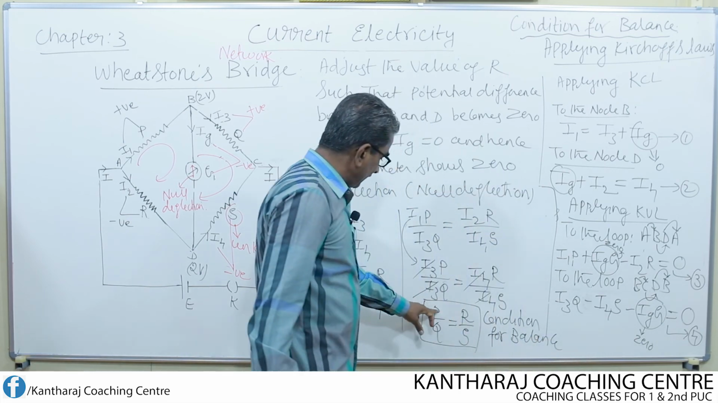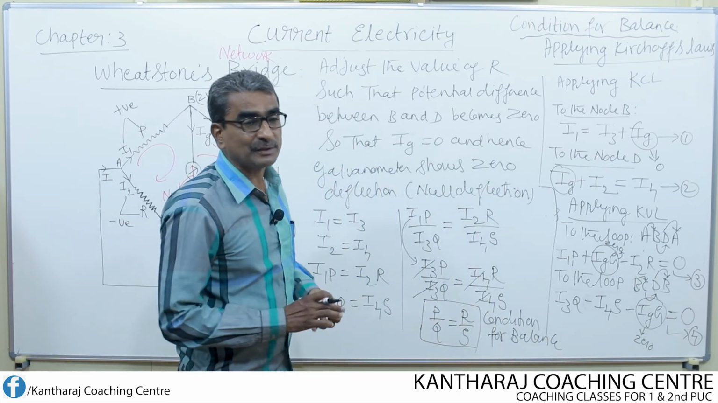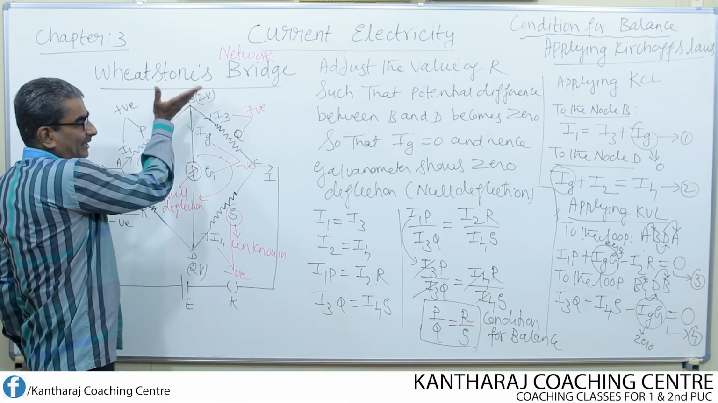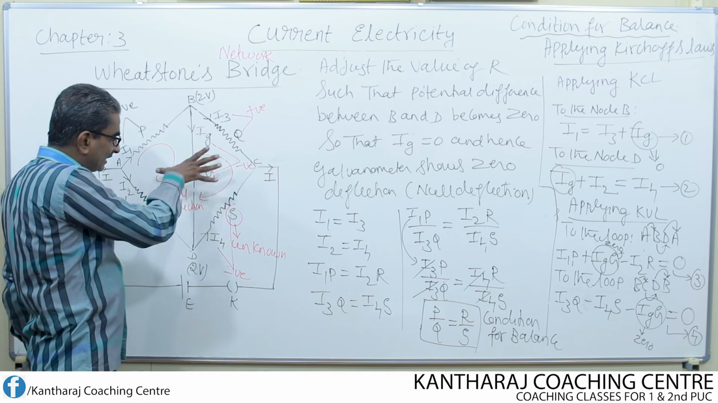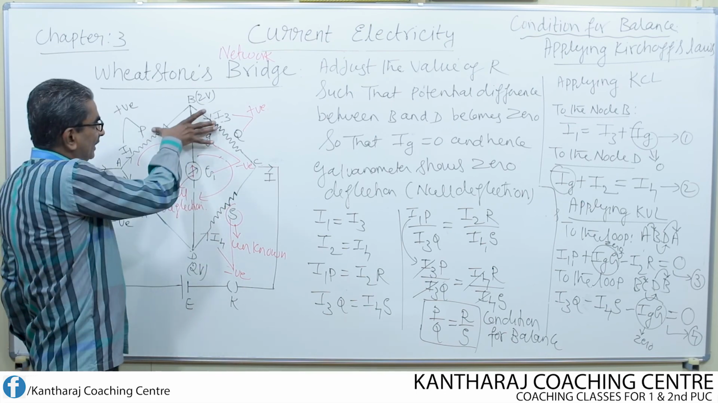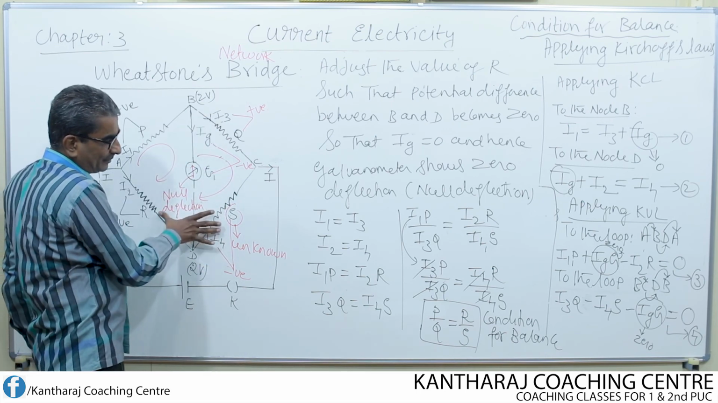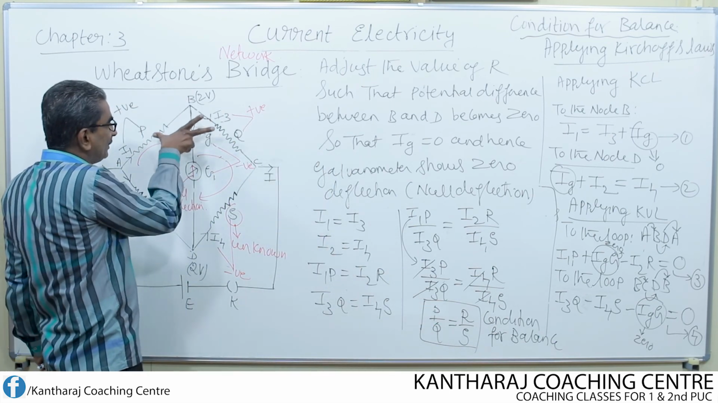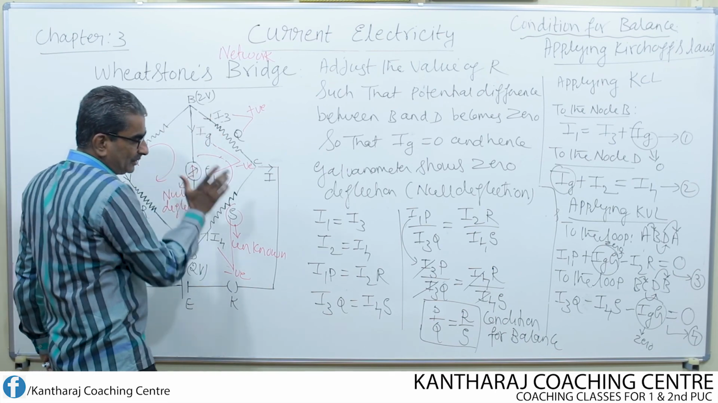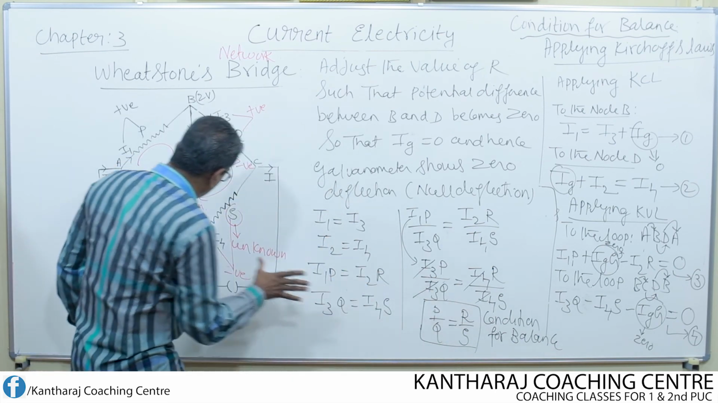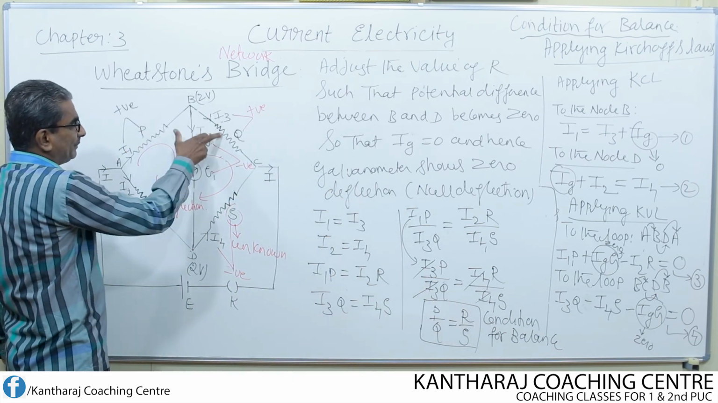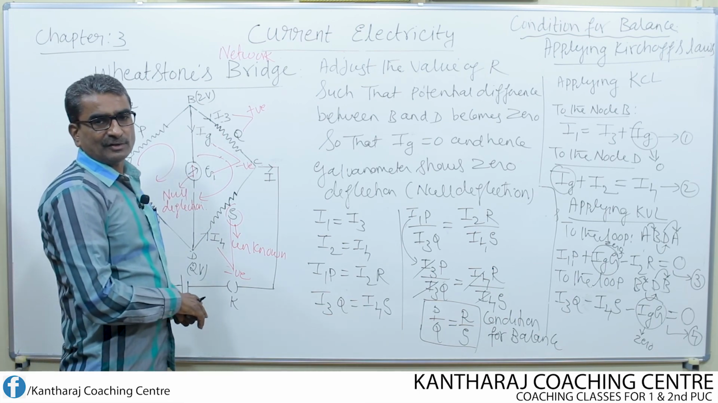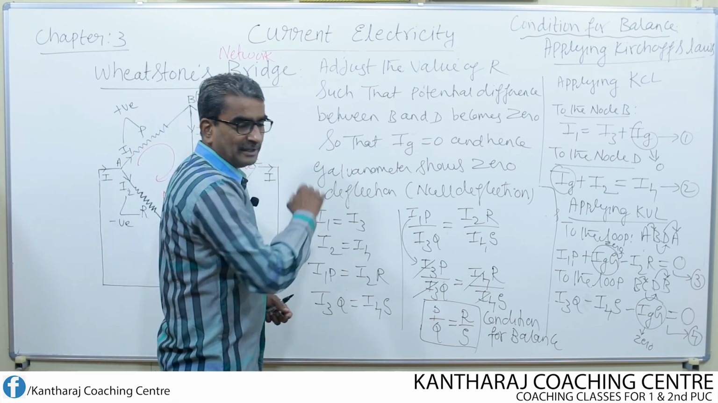So, look here, these two are the upper arm, whereas R and S are considered as the lower arm. P by Q is the ratio of upper arm resistance. This ratio should be equal to the ratio of lower arm resistance. It means P by Q should be equal to R by S. Okay, this is the condition for balance.